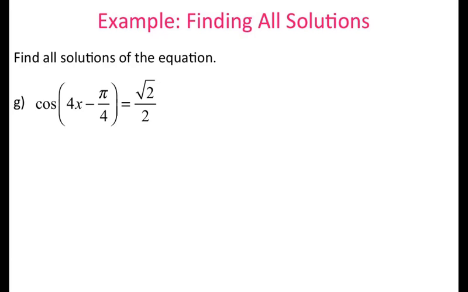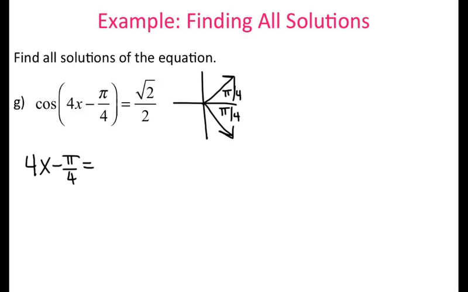So I have cosine of 4x minus pi over 4 equals root 2 over 2. So cosine is positive in your first and your fourth quadrant. I'm looking for my x-coordinate is root 2 over 2. That's at pi over 4. So that makes this wedge pi over 4. This wedge is also pi over 4. So instead of having theta equals, I'm going to go ahead and write the two equations. I have 4x minus pi over 4 equals, my first angle measurement is this one right here at pi over 4. So this will be pi over 4 plus 2 pi n.